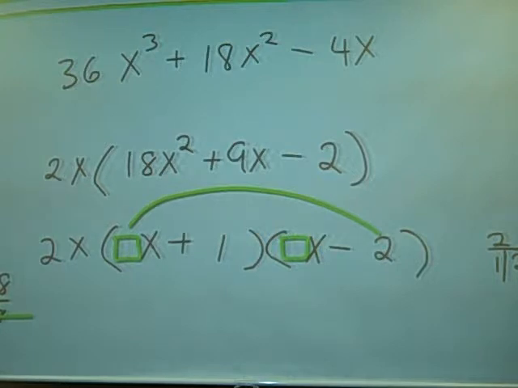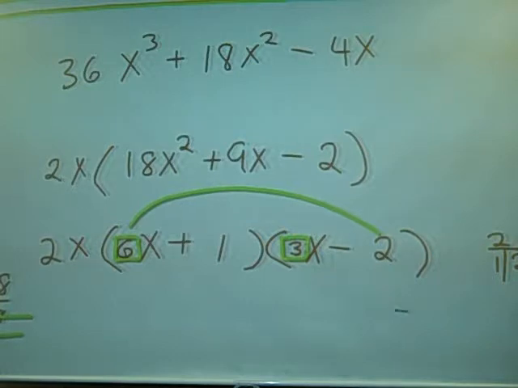Alright, how about 2 and 9? Well, 2 times 9 is 18, and no, that's not going to work. How about 4 and 9? No, that's not going to work either. Well, 3 and 6. Well, let's see. 2 times 6 is 12. We put 6 here, right? And 3 here.